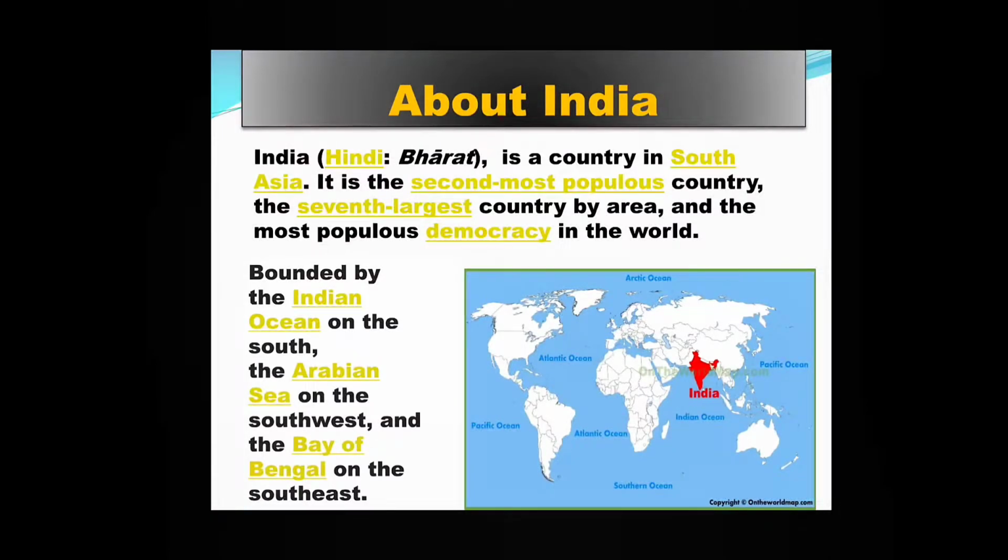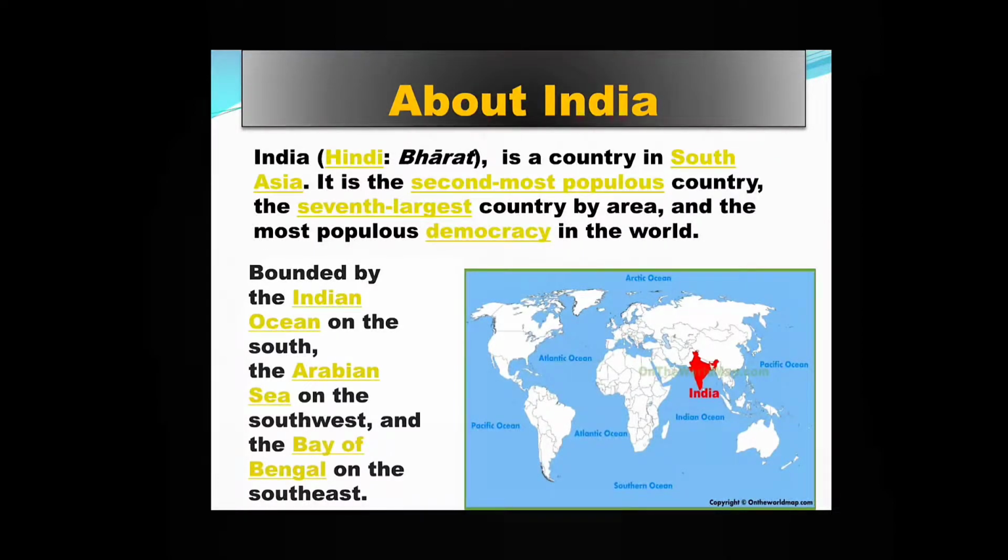About India. Before we start knowing about the physical features, it is very important to know about India. India in Hindi is called Bharat. It is a country in South Asia. It is the second most populous country and the seventh largest country by area and the most populous democracy in the world. So India lies in the south of Asia. It ranks second in population, and by area it is the seventh largest country.